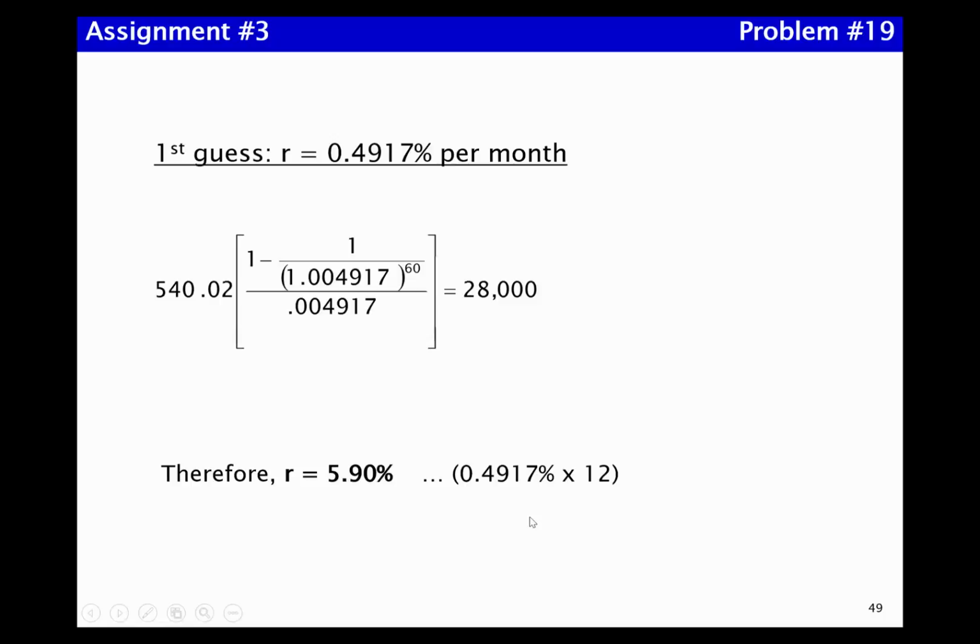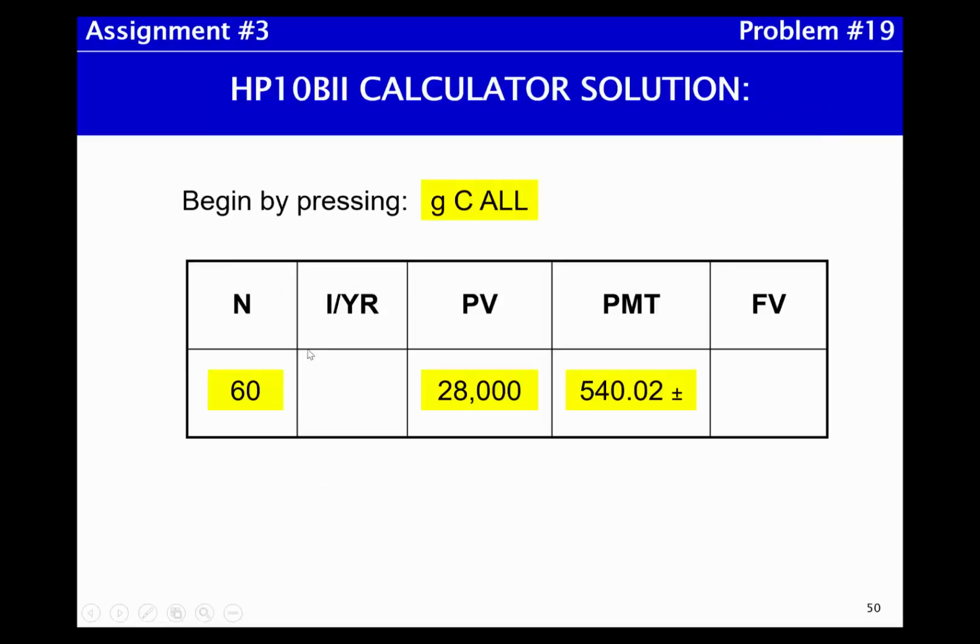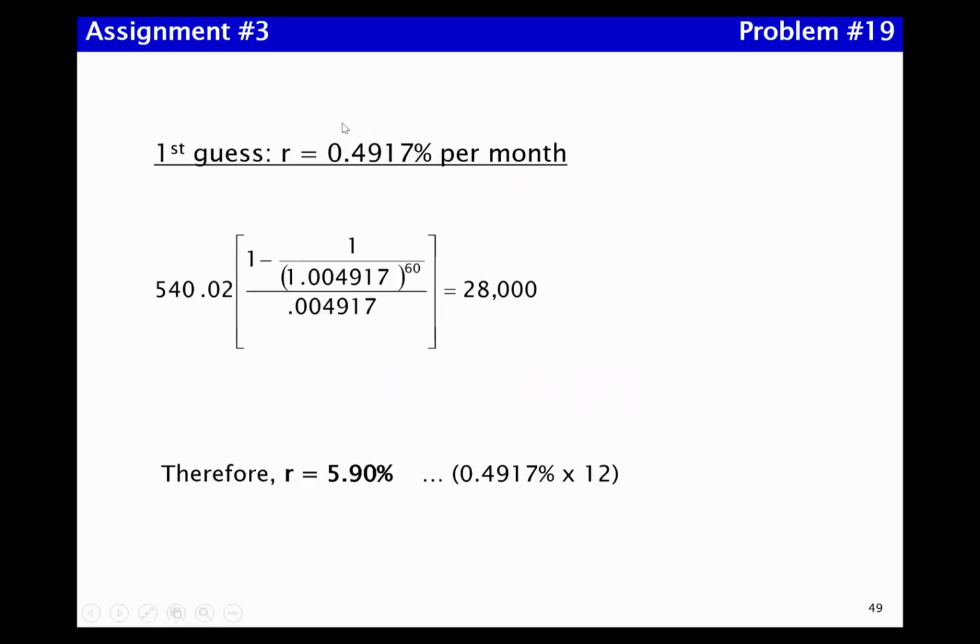So let's jump ahead. On the calculator, I'm going to put in gold clear all, 60 for N, 28,000 for the present value, 540.02, make it negative for the payment, press I per year. The calculator is going to tell me it's 0.4917. And this sometimes confuses folks, thinking 49%. No, it's not 49%. It's 0.4917% per month.